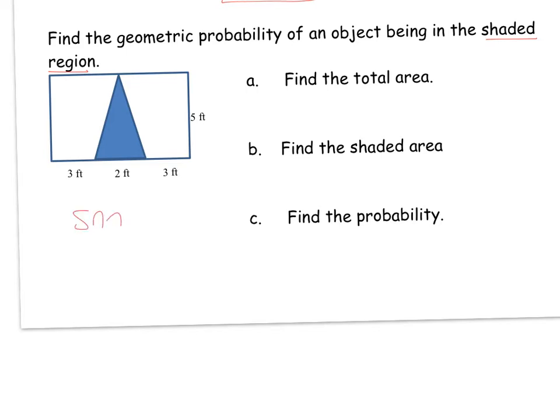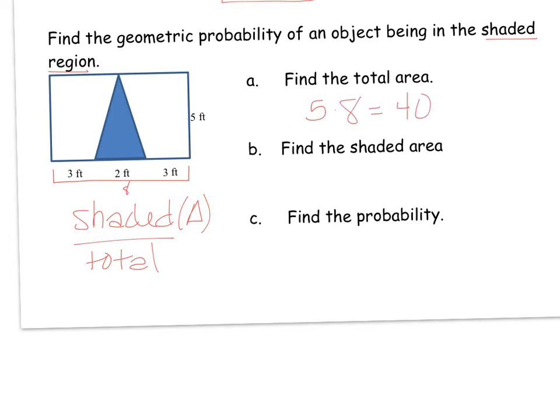So shaded, and its probability over my total, and my shaded is going to be a triangle. It says find the total area. Well, the total area is going to be a rectangle. I know the length is 5, and then I have to find this. So 3 plus 2 plus 3, 6, 7, 8. So 5 times 8 is going to be 40. That is my total area.